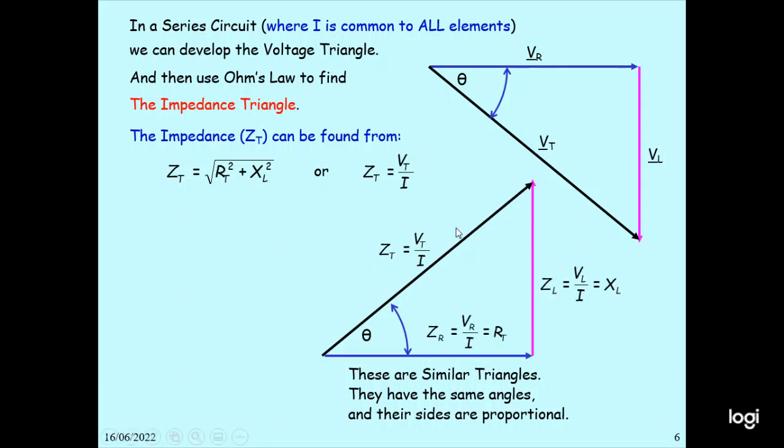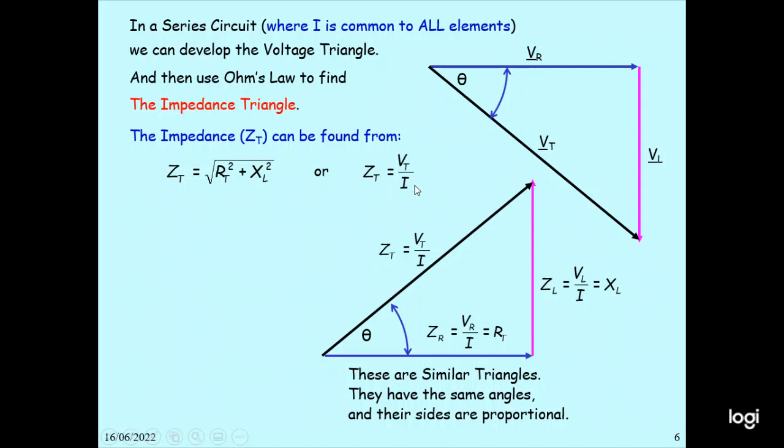Z equal to VT by I. We calculate it. R equals VR by I. Then XL equals VL by I, and Z is VT by I. So this angle is the phase angle. This one is the power triangle, the voltage triangle here, and this is the impedance triangle. So this is R, XL and Z, the impedance triangle. This is VR, VL and VT, the voltage triangle. So Z equals the square root of R squared plus XL squared, and Z equals VT by I.